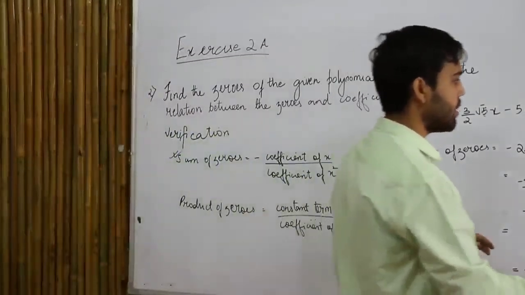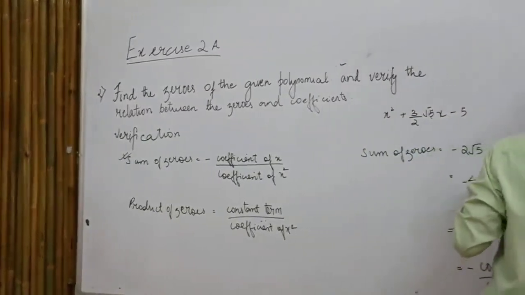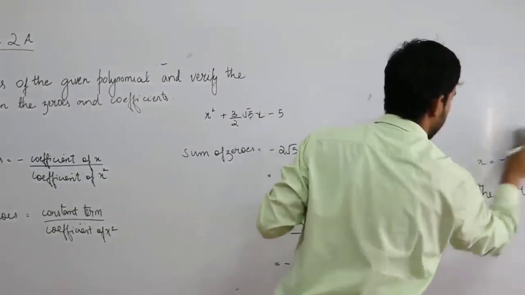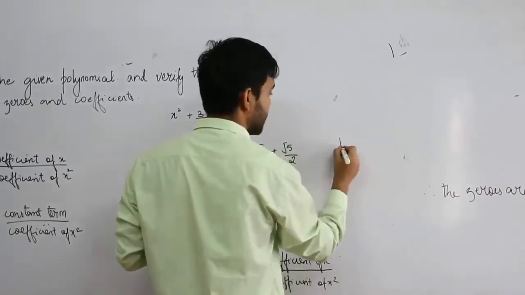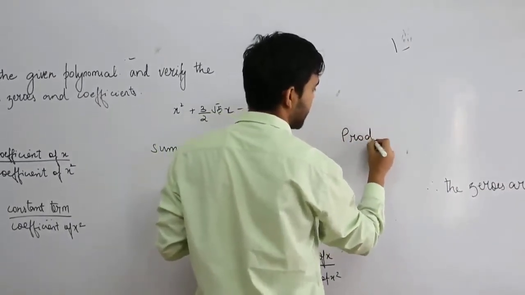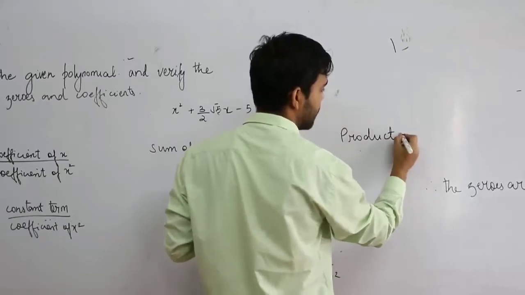What about the second condition? For the second condition, I need the product of the zeros, right? So what will be the product of zeros? I have product of zeros.